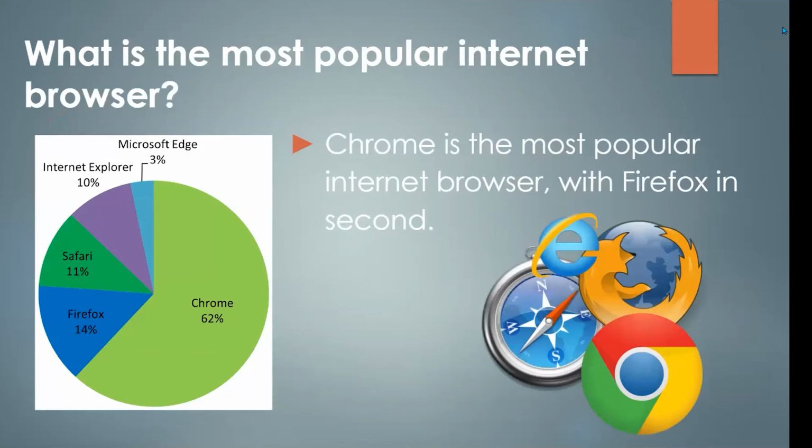What is the most popular internet browser? Chrome is the most popular internet browser with Firefox in second. And this is just a pie graph showing which internet browsers are more popular. So Chrome is at 62%, Firefox is at 14, Safari at 11, Internet Explorer at 10, and Microsoft Edge is at 3%.